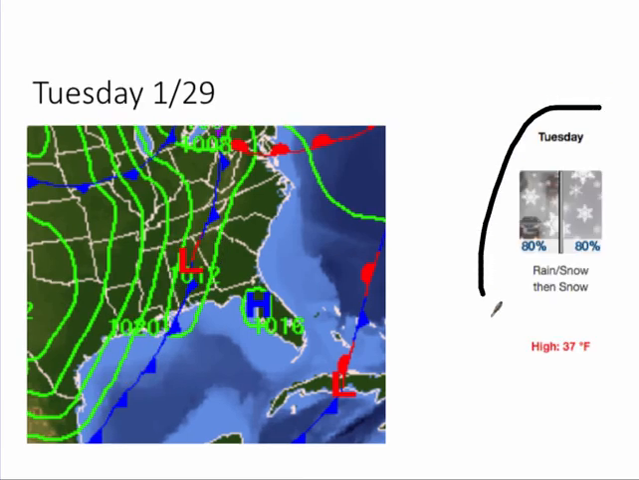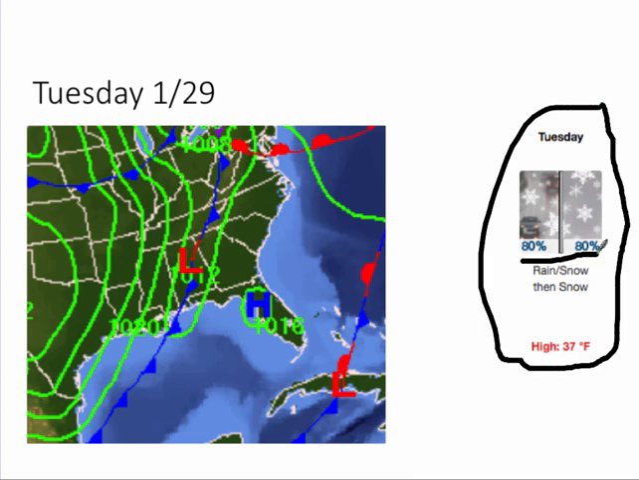And I look, here we go, my high is 37, much colder, and because I'm getting that colder temperature, my precipitation is saying rain and then snow. Because this is a large cold front, my guess is tomorrow, as it pushes through, it's going to leave us some clearer skies, but much colder weather.